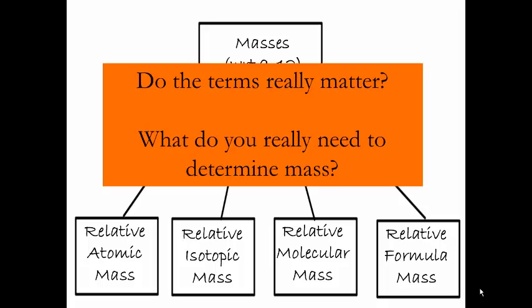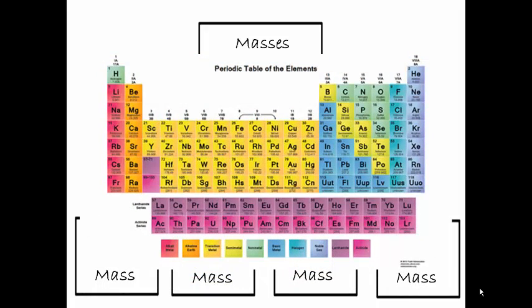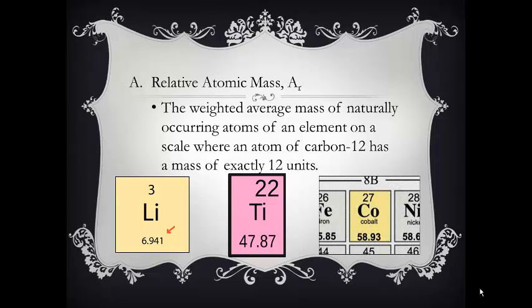What you really need to determine the mass is our handy-dandy periodic table, which has the masses of every element on it, their average mass. So we talk about an average mass. It's their natural isotopes averaged together, and it's based on the carbon-12 system. So lithium, you can see it's a decimal because their averages are in the mass, 6.941. Titanium is just under 48, and cobalt is almost 59.